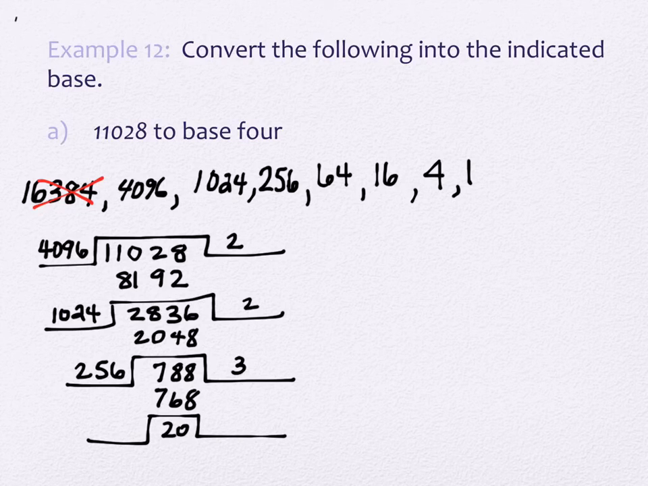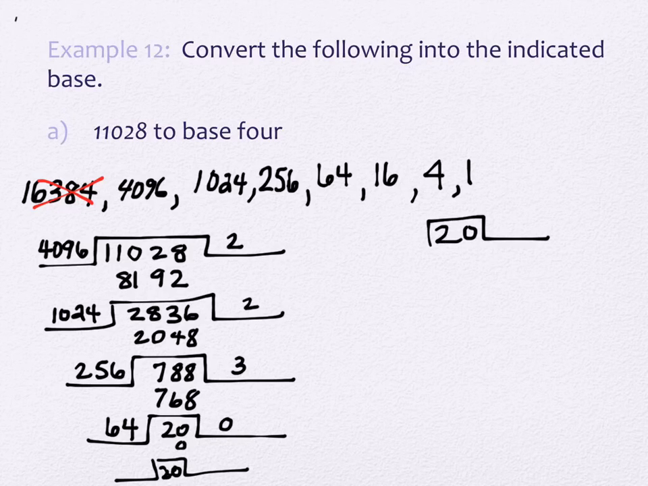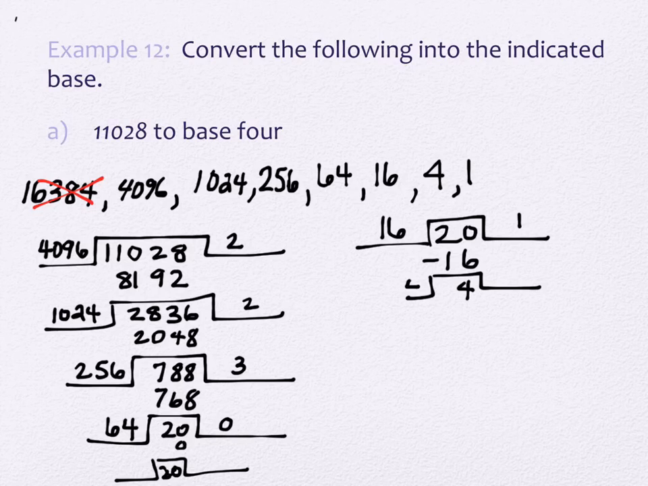What's one power less than 256? 64, and 64 goes into 20 how many times? 0. That's okay. We just put in 0 times, and we're going to carry down our 20, okay? So don't skip him. He needs to be there. That 0 is part of the discussion. What value is after dividing by 64? 16. How many 16s are there in 20? 1. 1 times 16 is 16. I subtract and I get 4. 4 is actually my next value. Divide and I get 1.